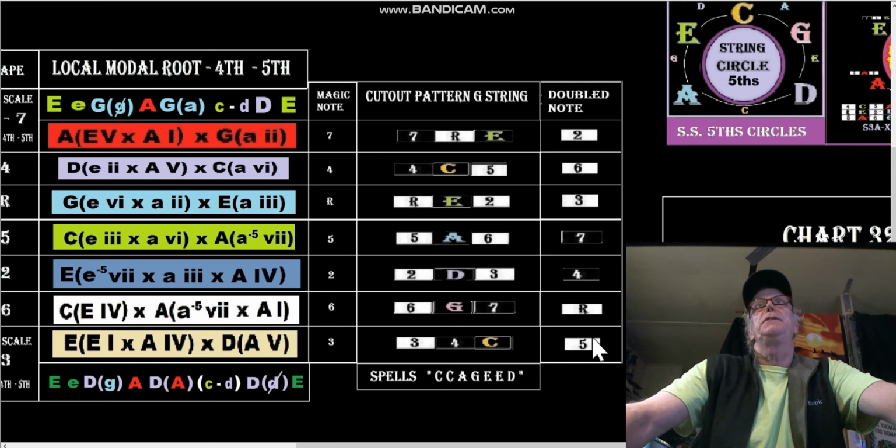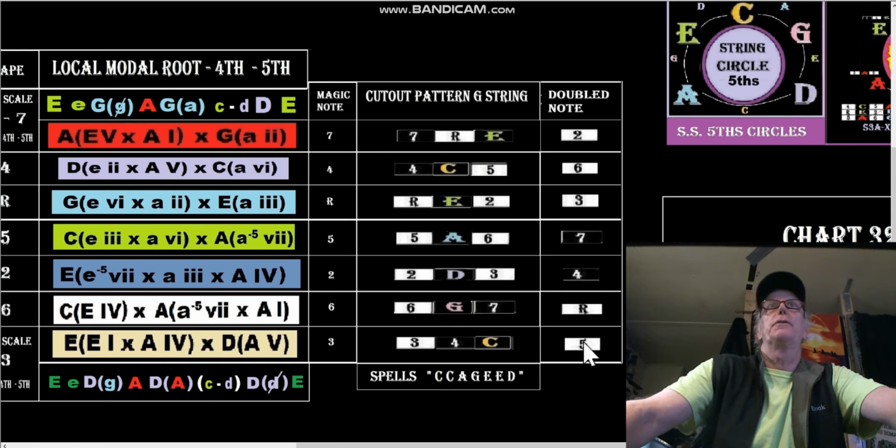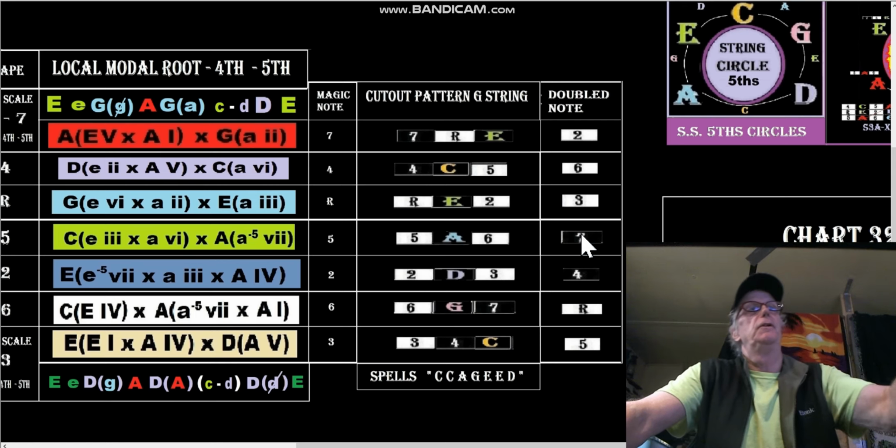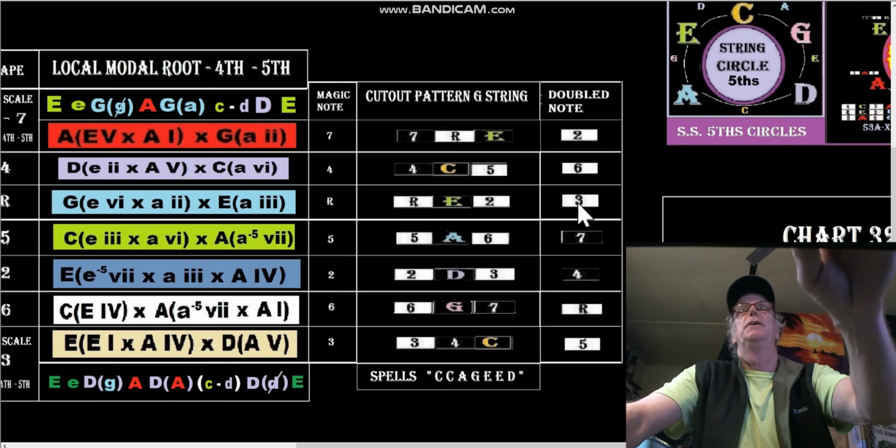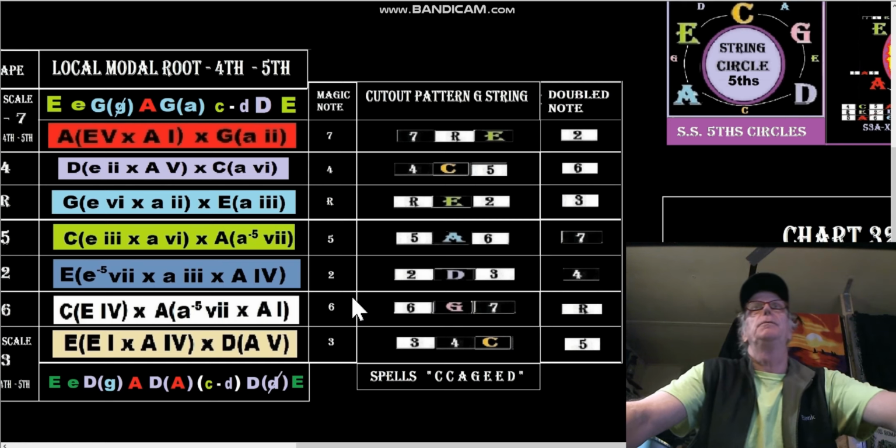Over here, the relationships here are in 4ths, the double note. So a 4th from the 5th is root, a 4th from root is the 4th, etc. A 4th from the 4th is the 7th. 4, 5, 6, 7. 7 root 2, 3. 3, 4, 5, 6. Same thing with the magic note.